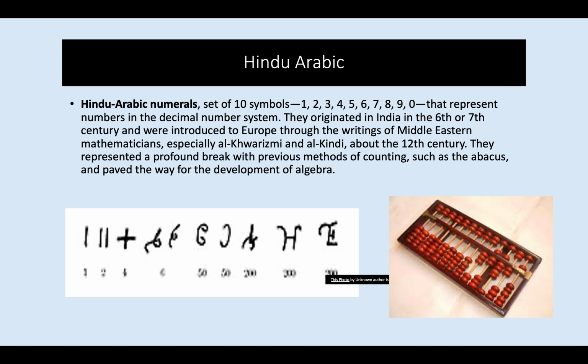Moving on to Hindu Arabic numerals: a set of 10 symbols, 1, 2, 3, 4, 5, 6, 7, 8, 9, and 0, that represent numbers in the decimal number system. They originated in India in the 6th or 7th century and were introduced to Europe through the writings of Middle Eastern mathematicians, especially Al Khwarizmi and Al Kindi, about the 12th century.